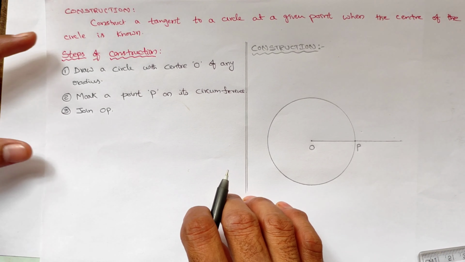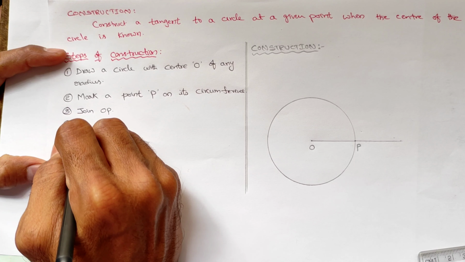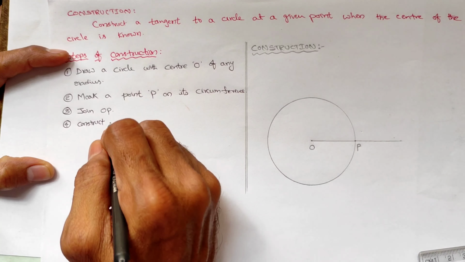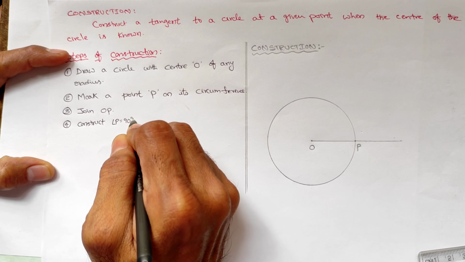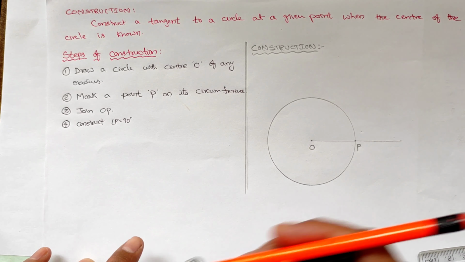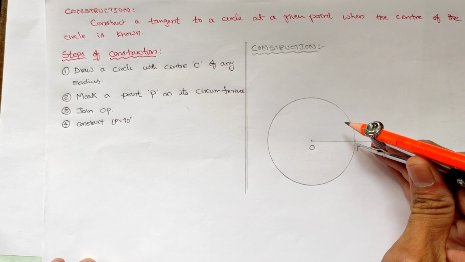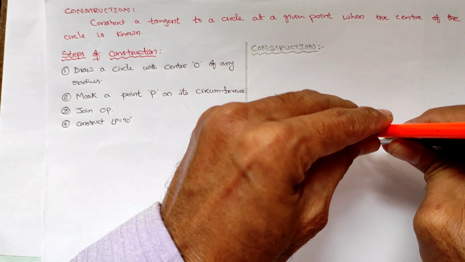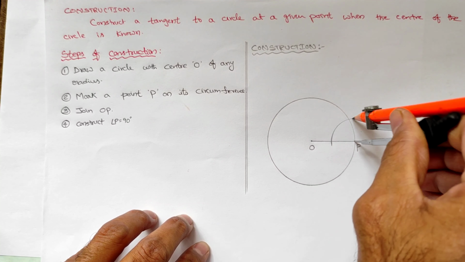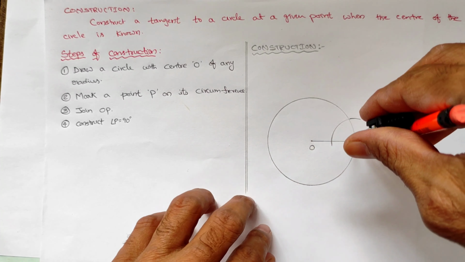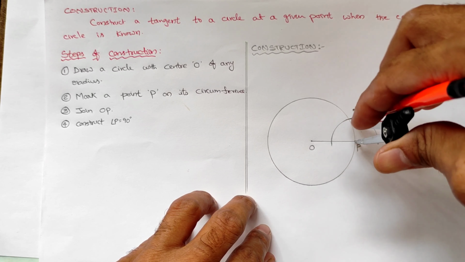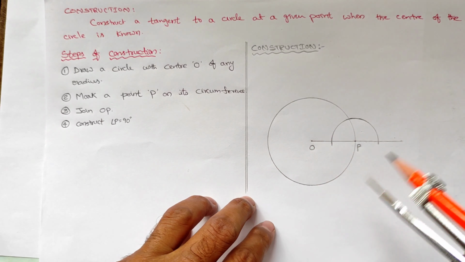Now what we need to do is construct angle P equal to 90 degrees. See now how to construct 90 degrees. That is simple, by bisecting 180. So here let us draw 180 degrees. Okay, this is 180, and let us bisect it to get 90.